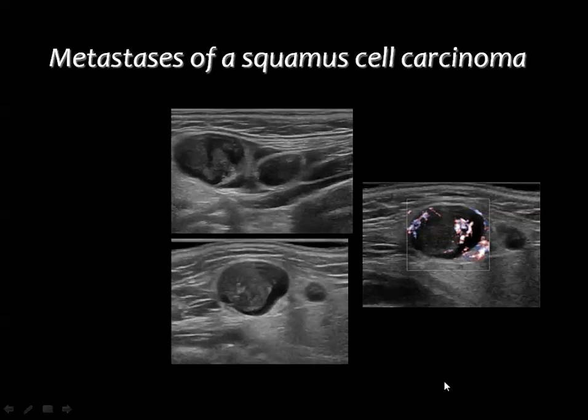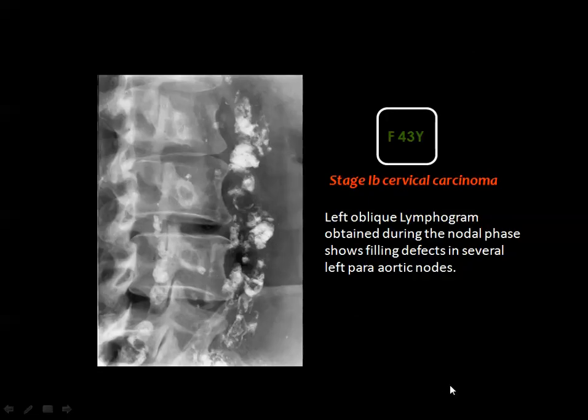And in the previous days, we used to diagnose metastatic nodes and nodes of lymphoma by lymphography. And if you see this patient with cervical carcinoma, you got multiple filling defects within the nodes, which are of abnormal appearance, as you can see here. And these nodes are diagnostic of being involved by metastatic disease.